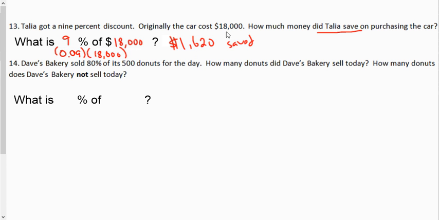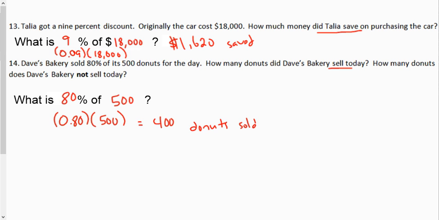Now, a really good bakery right down the street from my house named Dave's Bakery sold 80% of 500 donuts. How many donuts did they sell? Well, 80% as a decimal is 0.80. Times it by 500, and we get 400 donuts sold. What's 80% of 500? It's 400. Now, how can we figure out how many donuts they did not sell today? Well, 500 minus the 400 they sold would be 100 donuts not sold.